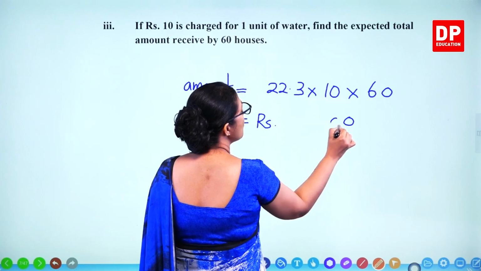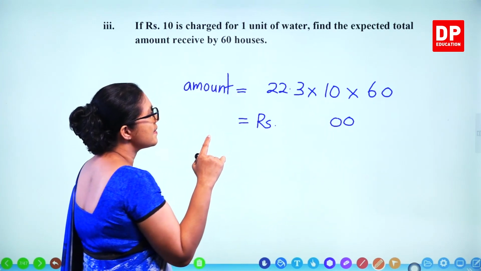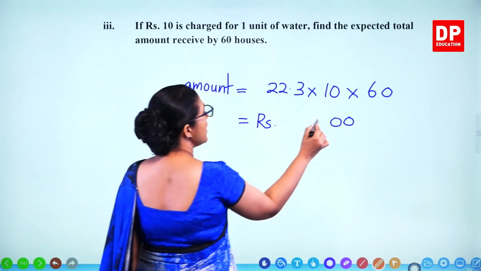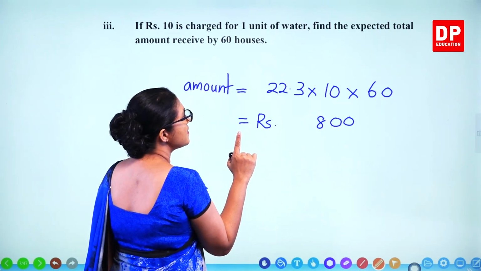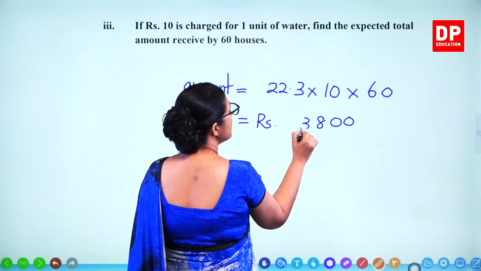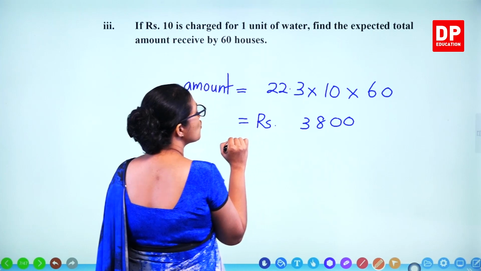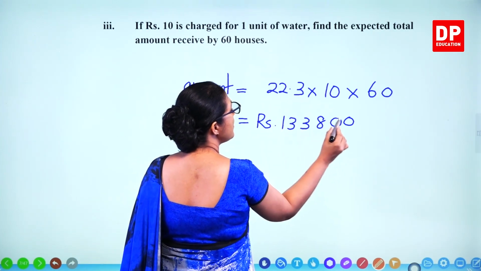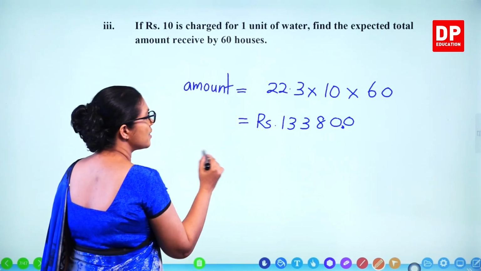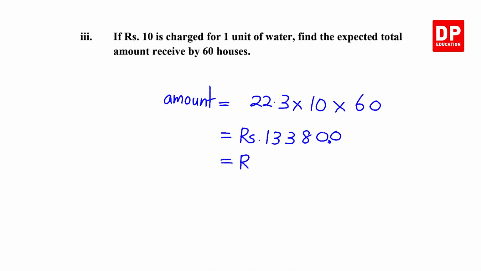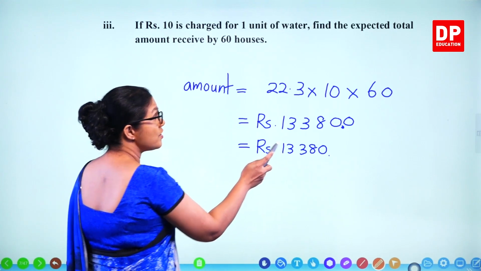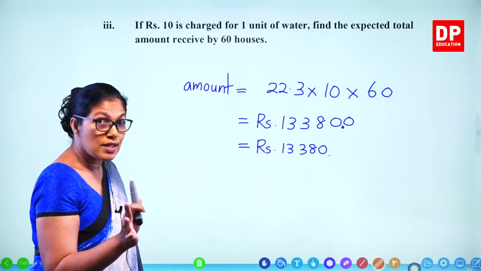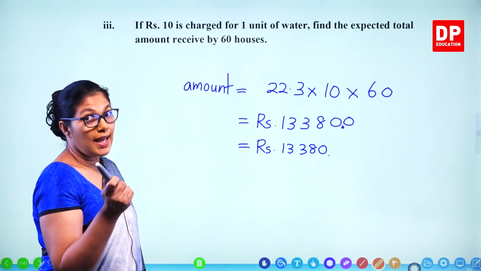So 2 zeros and multiply by 6. 6 times 3, 18. 1 remaining. 6 times 2, 12 plus 1, 13. 1 remaining. 6 times 2, 12 plus 1, 13. And you have to put 1 decimal point. So what's the value? 13,380 rupees. So this amount is for 60 houses per day.